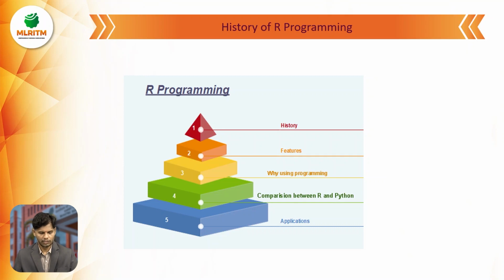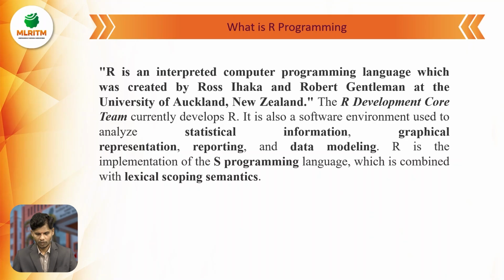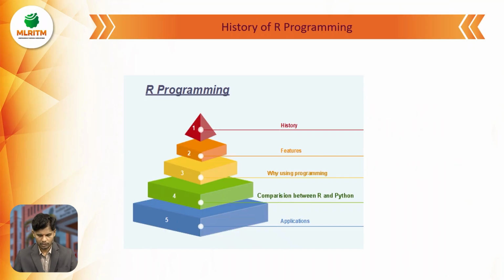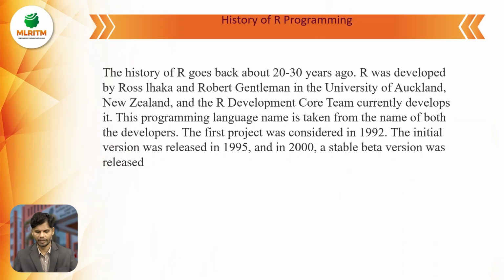And next, we need the history of R programming. The history of R goes back about 20 to 30 years. It begins in the early 1980s and 1990s. R was developed by Ross Ihaka and Robert Gentleman at the University of Auckland in New Zealand. The R Development Core Team currently develops it. The name R was taken from the first letters of both developers' names.